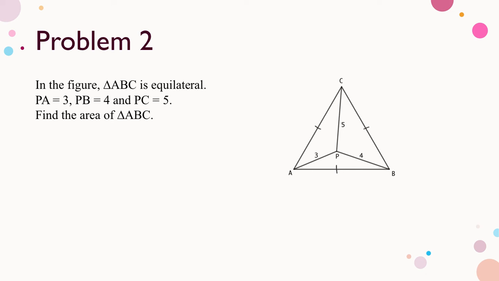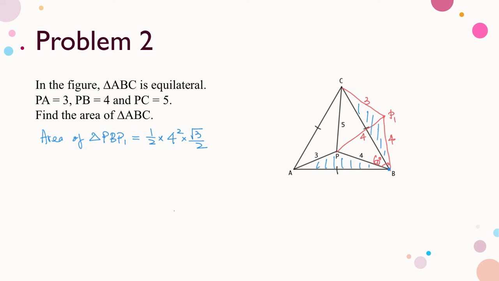Here is the solution. Rotate triangle ABP about B clockwise by 60 degrees to triangle CBP1. That is, triangle ABP is congruent to triangle CBP1. Triangle PBP1 is equilateral, and the area is 1/2 times 4 squared times sine 60 degrees, that is 4√3. Triangle PCP1 is a right angle triangle with sides 3, 4, and 5, so the area is 1/2 times 3 times 4.